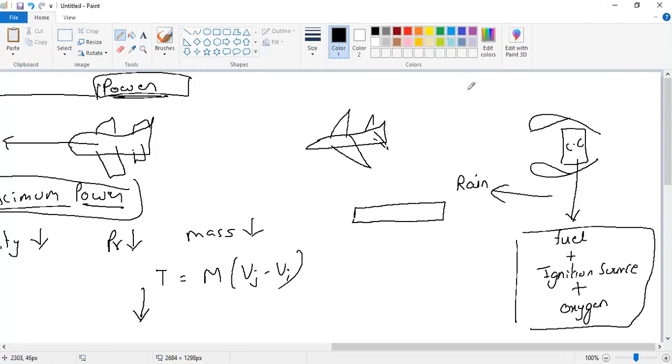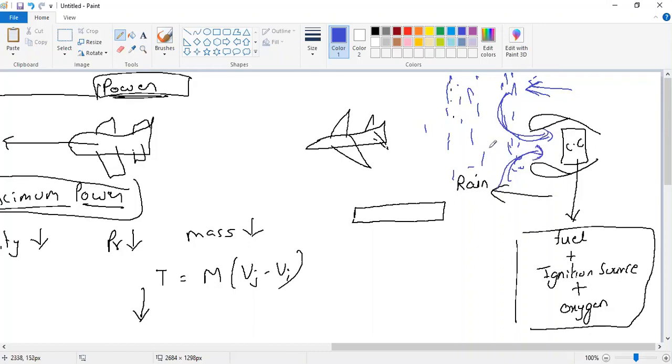Now what happens? Suppose there is a rainfall. I have taken violet color for the rainfall. What will happen is rainwater will enter the engine, right? This section is completely open. We do not keep anything in the front of the engine, right? So when the aeroplane is going forward and it is raining, rainwater will enter the engine.